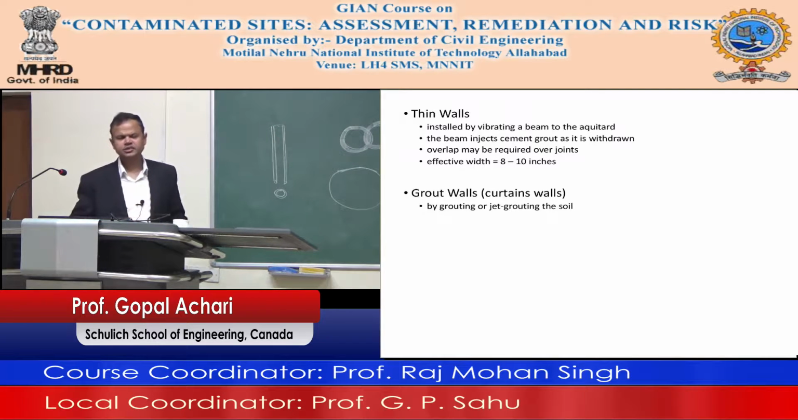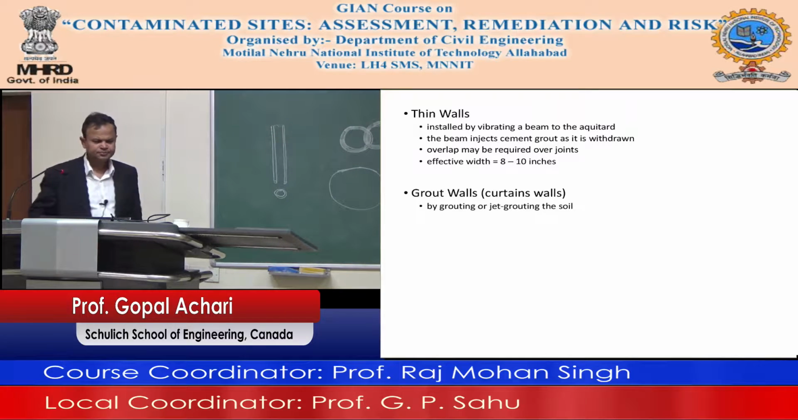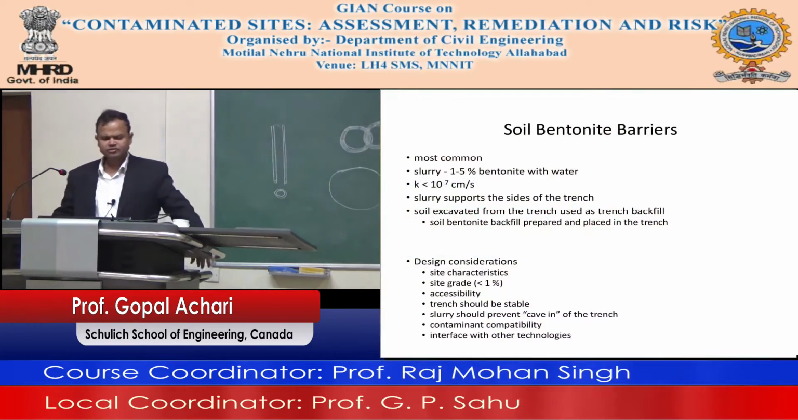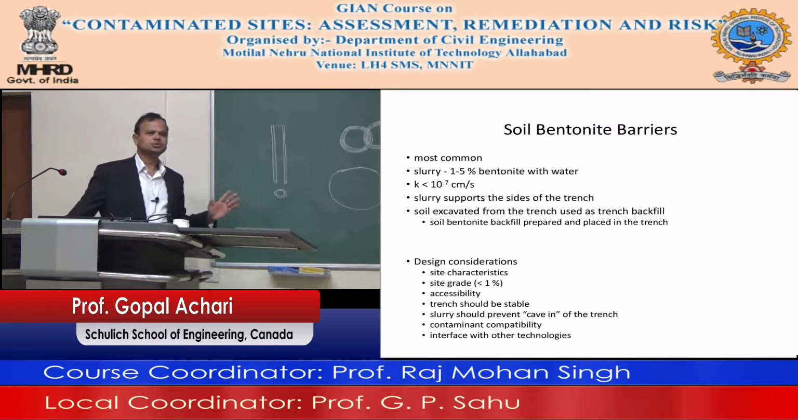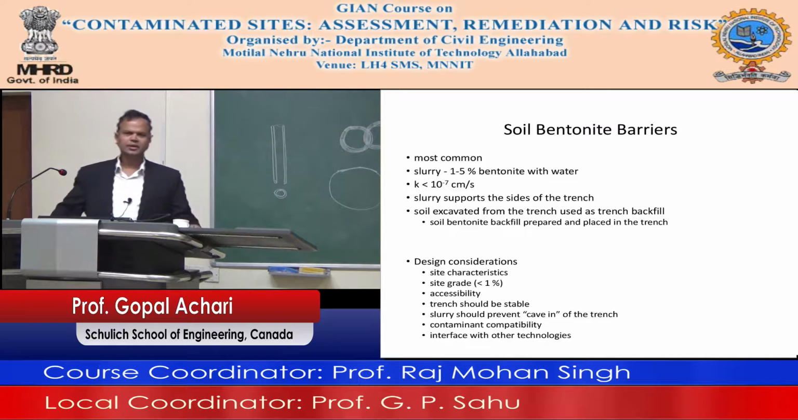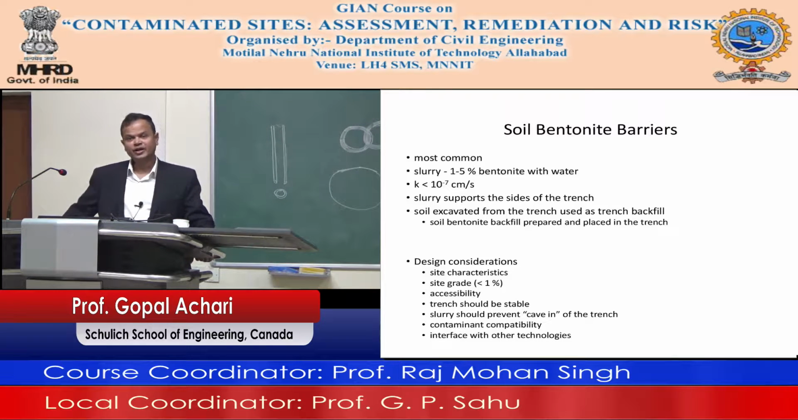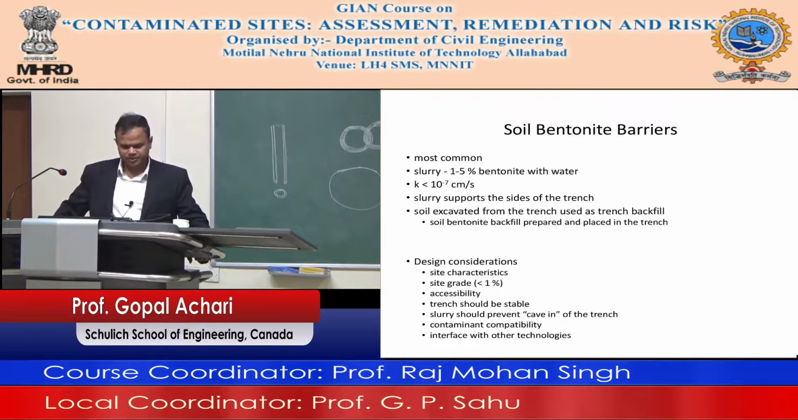So soil bentonite barriers are usually the most common ones. It's a slurry of 1 to 5% bentonite with water. It gives a hydraulic conductivity less than 10 to the power minus 7 centimeters per second. When you design a landfill liner, that's usually the rule of thumb people use, 10 to the power minus 7 centimeters per second of hydraulic conductivity. The slurry supports the sides of the trench. We talked about that. Soil excavated from the trench is used to backfill the trench.